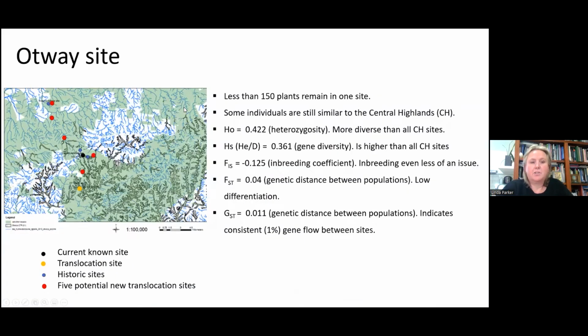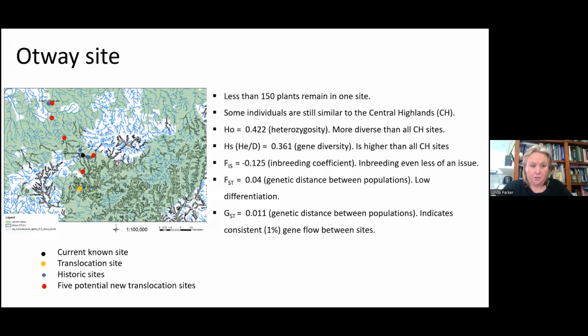That's all I'll focus on here, and go back to the translocation, except to say that the Otway site had been previously reported in the literature as expected to be just a sterile site. There's only 150 plants remaining there. It's actually less than that. And from the genetic analysis, we found that it's more diverse than all the Central Highland sites, which is a really interesting result and will help us to decide what to do in terms of increasing the genetic diversity of the species.